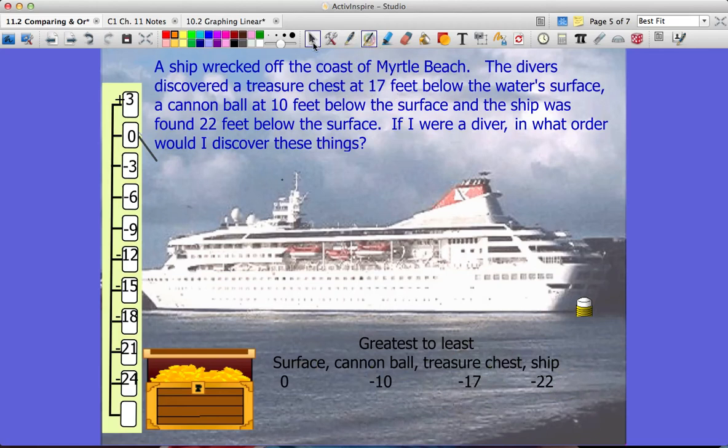I know that they didn't say negative in here, but you have to read the context clues in the phrase "below the surface." And the surface part was just to help you remember that the surface would be your 0.